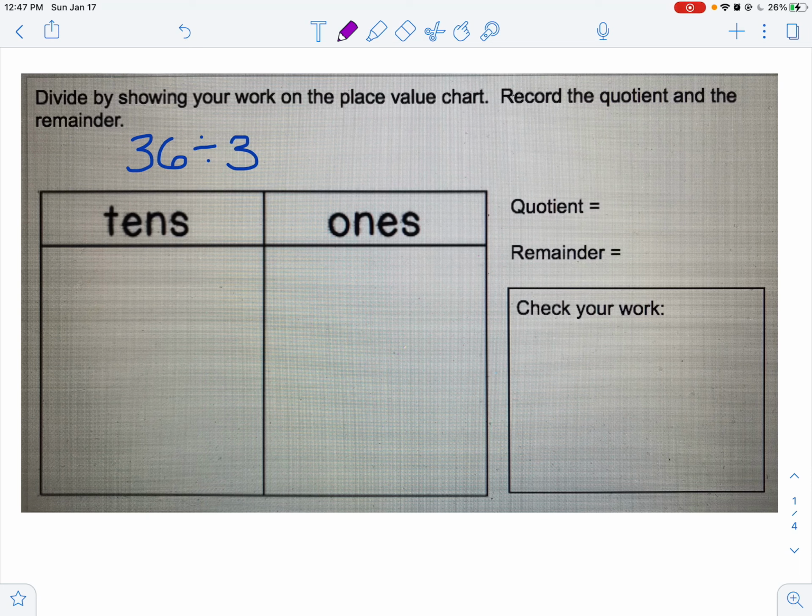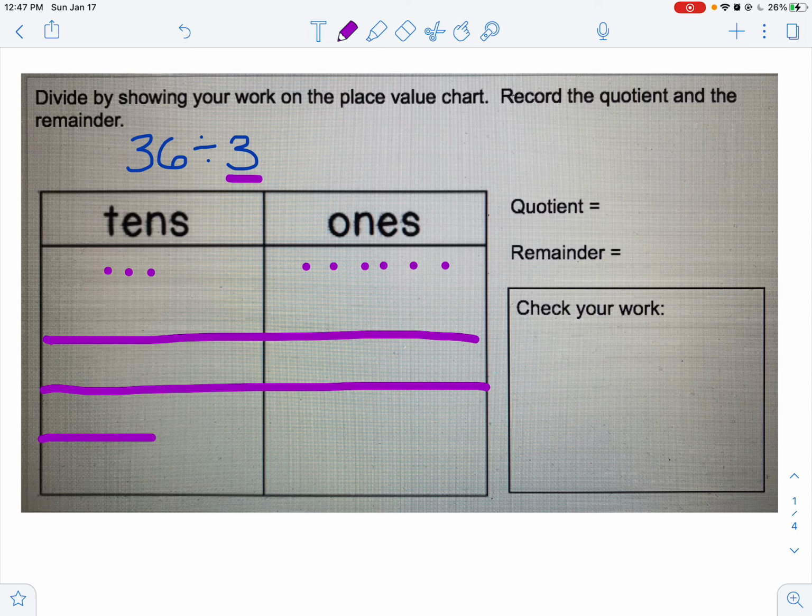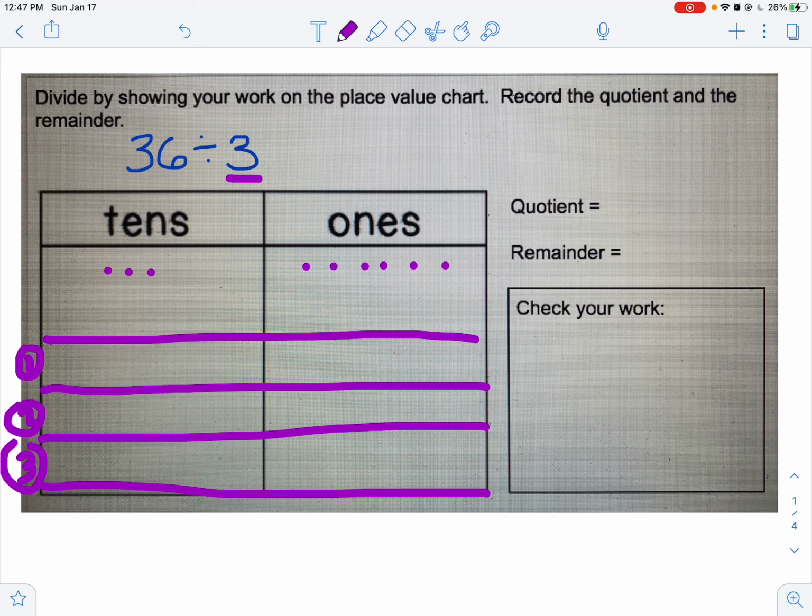Again, step 1, show my first number just on a place value chart. 10, 20, 30, 1, 2, 3, 4, 5, 6. Straightforward. Now I'm dividing by 3. So I'm going to make 3 rows down underneath to divide that into. So there's 1 row, 2 rows, and then this will just be my 3rd down here. So I've got my 3 rows, right? 1, 2, 3 rows. And I'm going to start dividing them out.